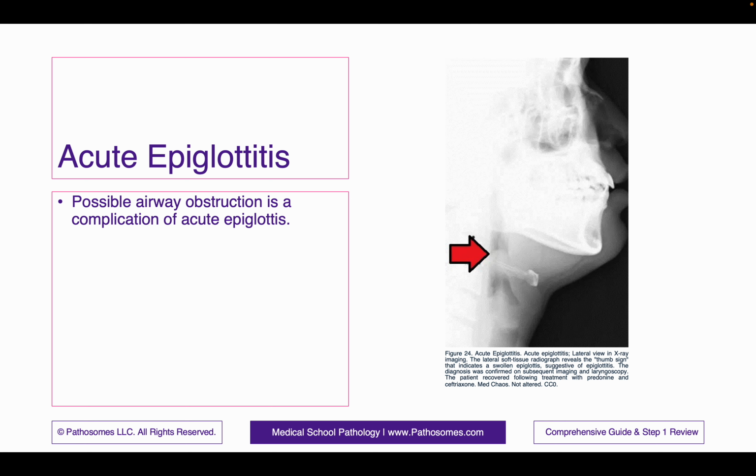Now you'll definitely see this. You might not see the Halloween sign. That might be a little too esoteric for radiologists, but at your level, you should definitely recognize the thumb sign. If you see that on an X-ray, boom, you know it's acute epiglottitis for sure. You can count on that. You will see it.